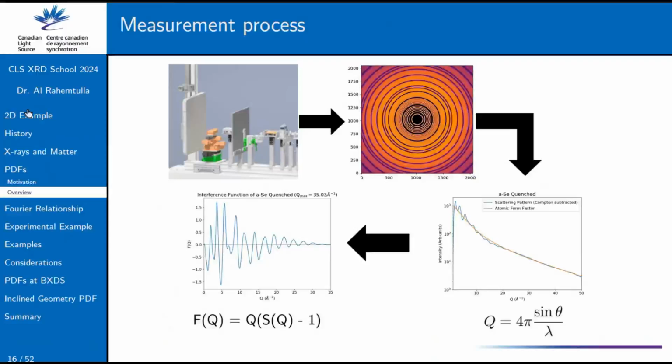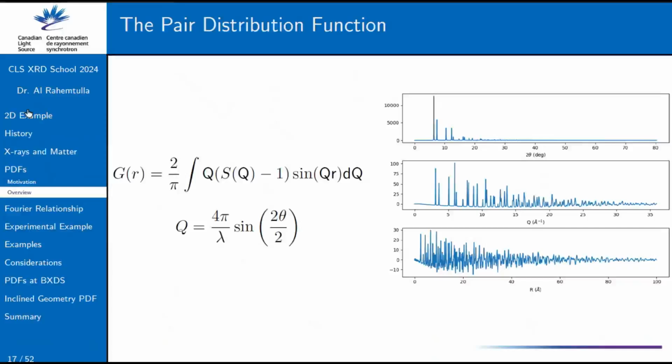And then it turns out if you Fourier transform that, you get the PDF. So this is a sine Fourier transform. That interference function is basically this whole chunk together of Q, S of Q minus 1, where S of Q was normalized to the atomic form factor squared. And we do the sine Fourier transform of that, and you get this real space contribution.